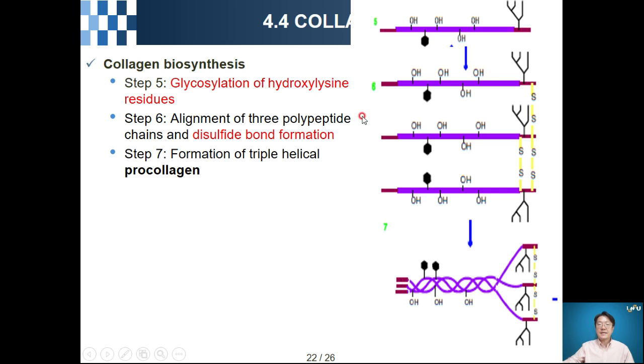Step 6 is the alignment of the three polypeptide chains, and also the fifth post-translational modification, which is disulfide bond formation between the cysteine residues. After that, step 7 is the formation of the triple helical structure, which we call procollagen. So step 7 is the formation of triple helical procollagen.